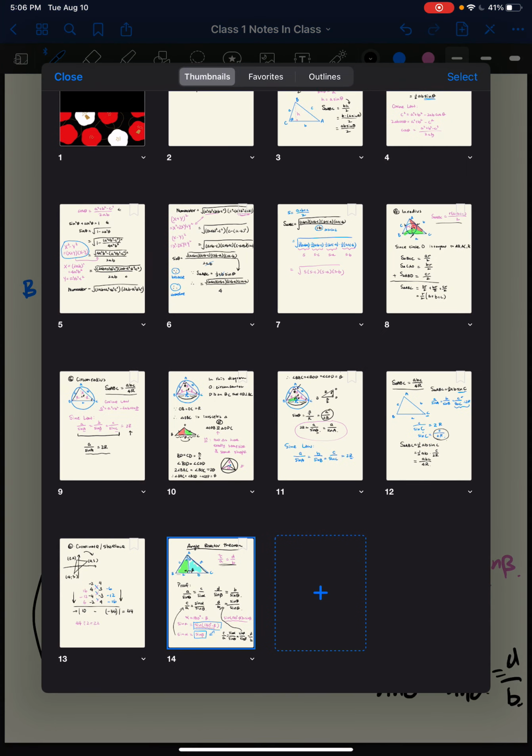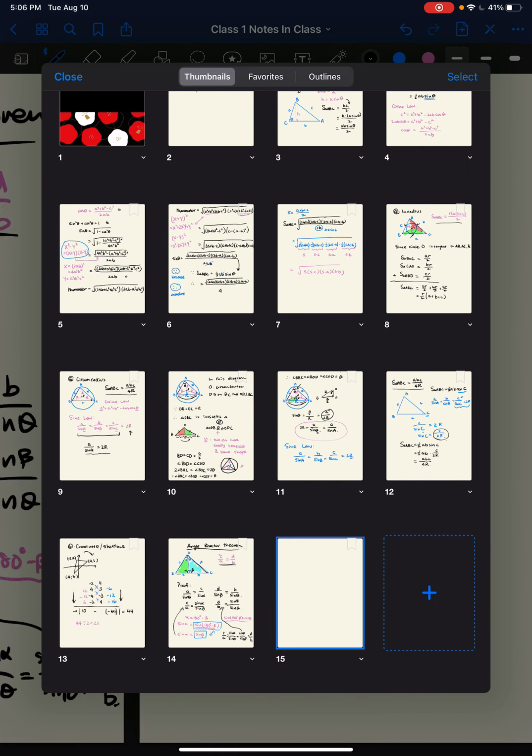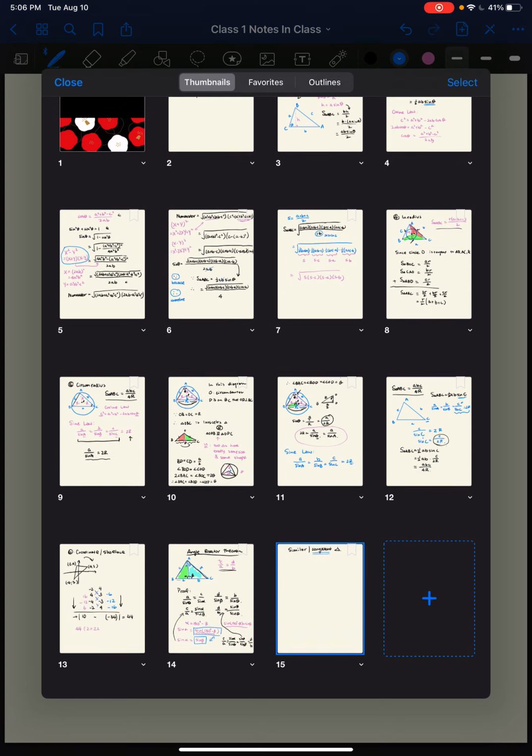So last bit, similar and congruent triangles. Okay, congruent, we actually talked about this a little bit earlier in this part.